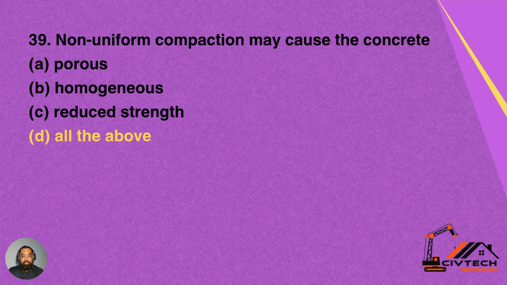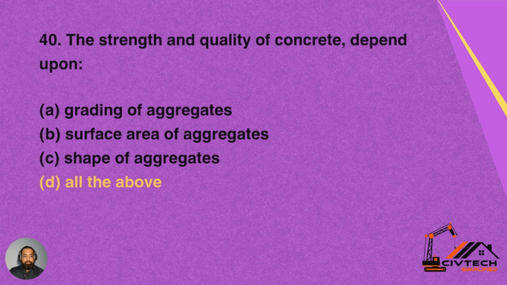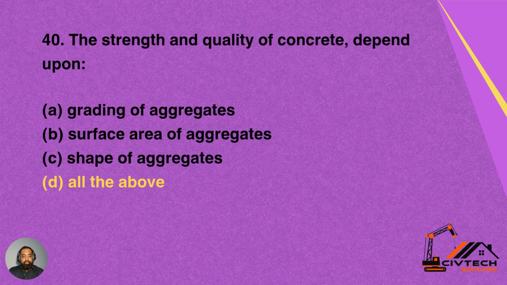Question 39. Non-uniform compaction may cause the concrete to be: option A, porous; B, homogeneous; C, reduced strength; D, all of the above. So non-uniform compaction may result in all of the above. All these are correct answers. Option D is correct for this question.